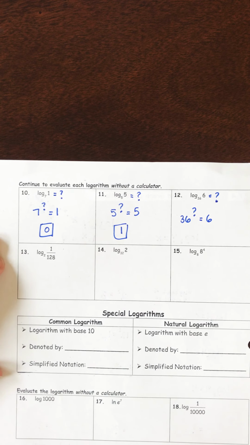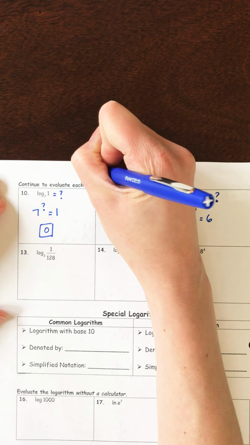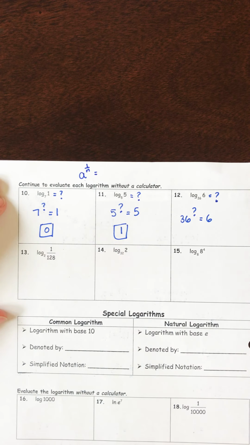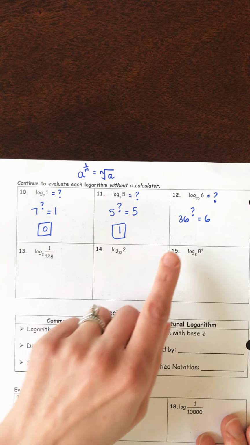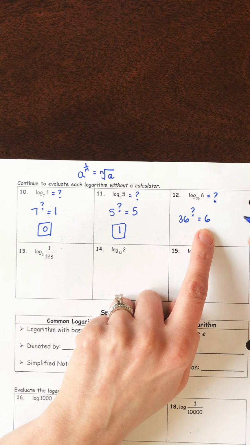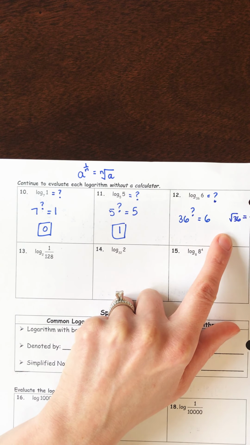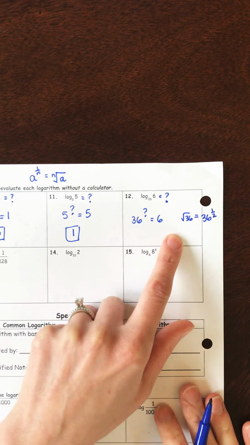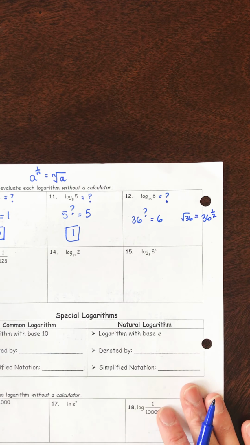What I want you to remember is that a couple of weeks ago, we did some video lessons on rational exponents. Remember, if you have something like a to the 1 over n, that's the same thing as the nth root of a. So if I want to take the square root of 36, that's the same as saying 36 to the 1/2 power. We're going to start to use those fractional exponents again.